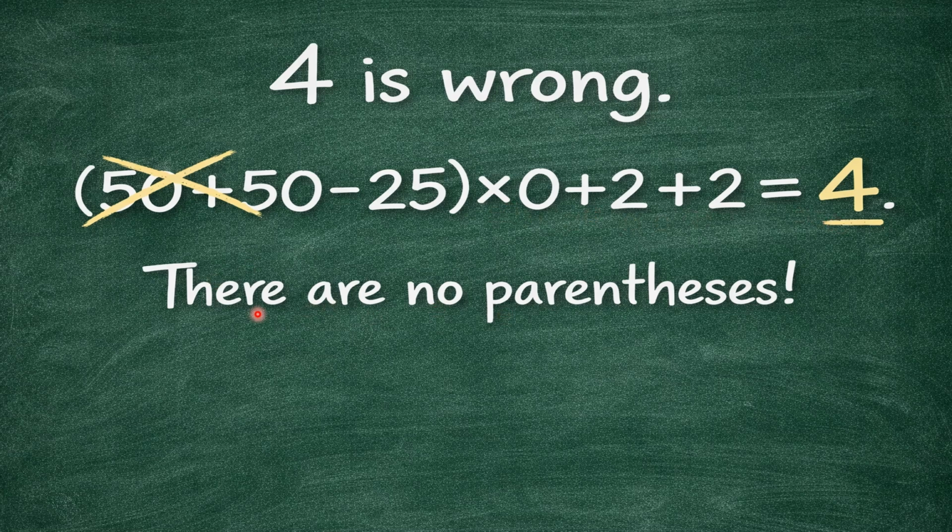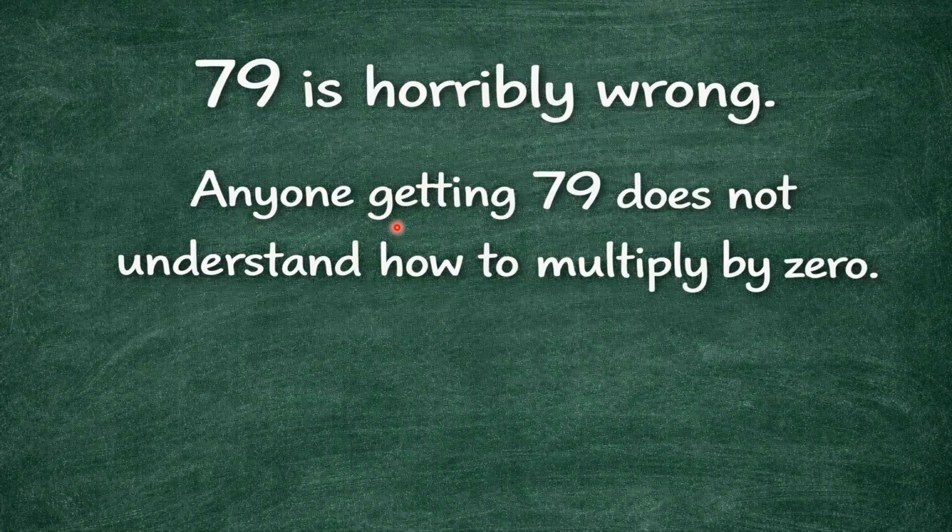But there are no parentheses. The answer is not 4. And a lot of the people who say it's 4, they say it's 4 because there are no parentheses. The thing that they don't understand at all is to get 4, you would have to add parentheses around 50 plus 50 minus 25. So they've completely got it backwards here. You do not ignore the order of operations just because there are no parentheses.